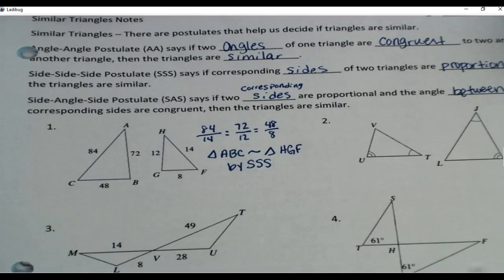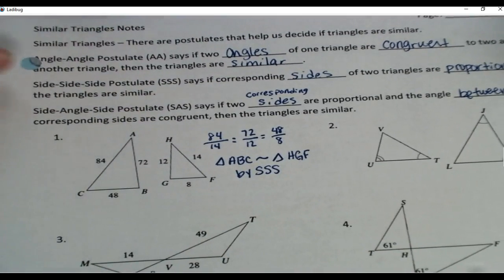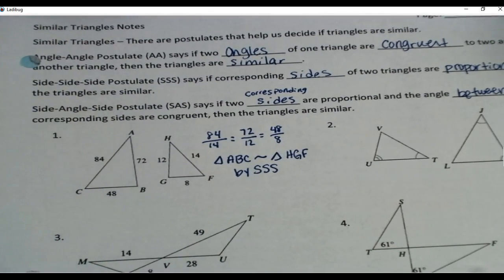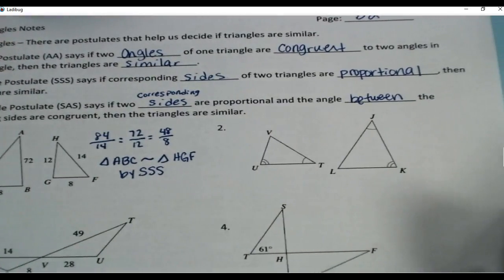Questions? Caleb. It has to be one of these three. It has to be angle-angle, side-side-side, or side-angle-side. Yeah. Alright, let's look at 2.